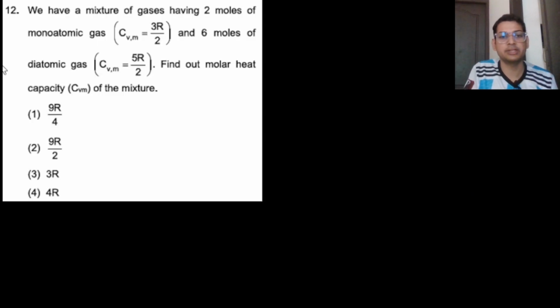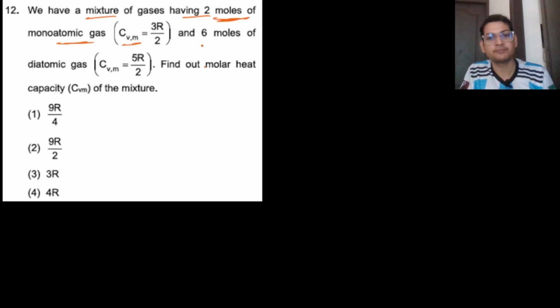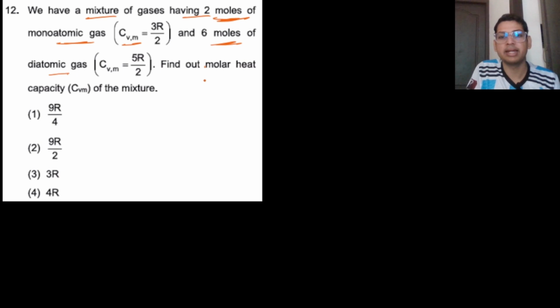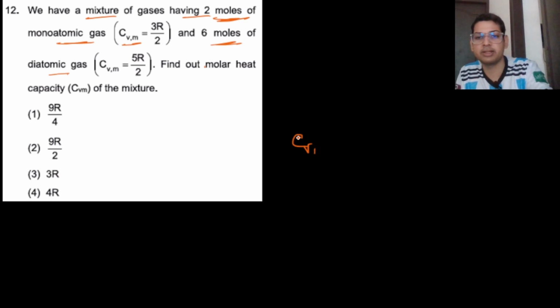This is an easy question. This is very easy actually. So there is a mixture of 2 mole of a monoatomic gas, whose CVM value is given, and 6 mole of a diatomic gas, whose CVM is also given. Find the molar heat capacity of this mixture. So what is the molar heat capacity? It will be CVM. Let me just do it a little.